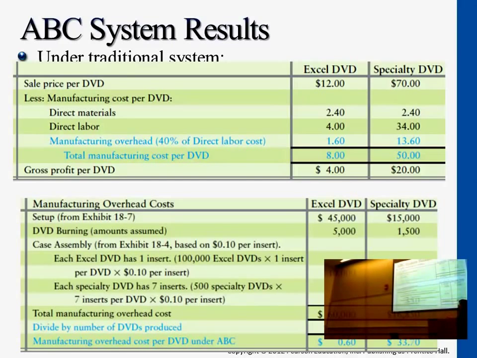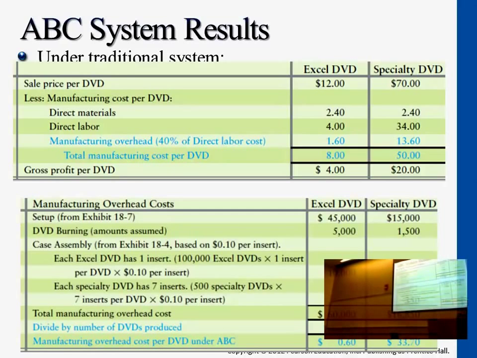What about burning cost? 10 cents. This amount, right? We're just using all these amounts and dividing by 100,000 here. Okay, because now we want to compare the unit costs between these two different products. Now the case assembly costs $10,000, and then you divide it by 100,000 will give us 10 cents, right? Okay, so this is the setup cost, this is the burning cost, this is case assembly.